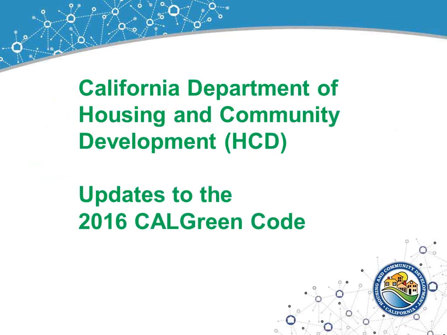My name is Emily Withers. I'm from the Department of Housing and Community Development. I'm part of the State Housing Law Program, and we're the program that reviews the model codes and analyzes them for California amendments and puts in the amendments necessary for California. CALGreen actually doesn't have a model code, so this is a California-specific document.